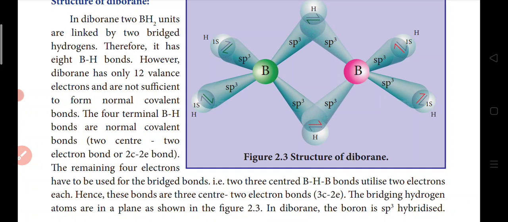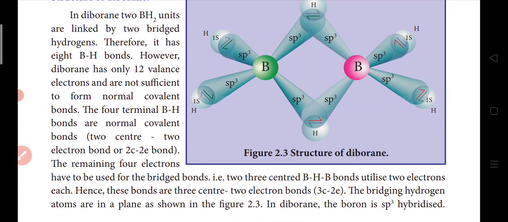So the 4 terminal BH bonds, how do they say it, 2 center 2 electron. So it has 2 electrons each. So it is 2 center and 2 electron. So remaining, now 12 electrons, 8 electrons were used in 4 BH bonds. So remaining we are left out with 4 electrons. The remaining 4 electrons have to be used in the form of bridged bonds only.